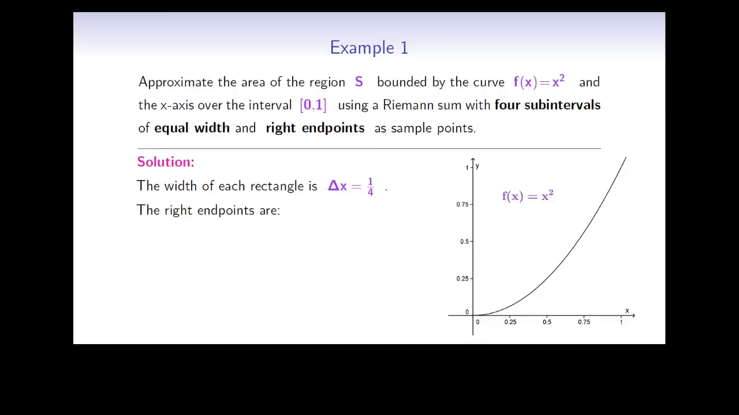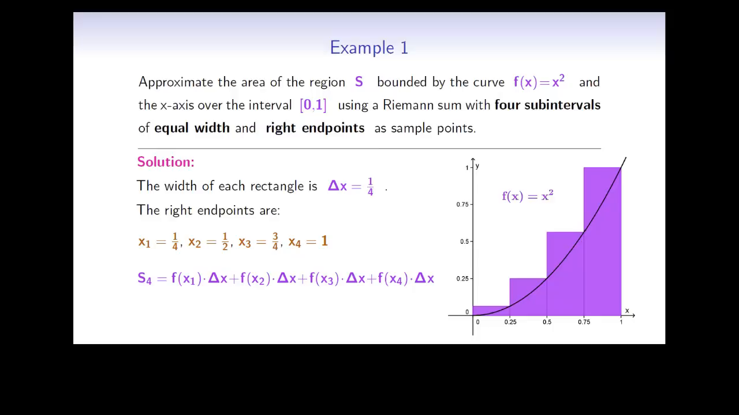The right endpoints that we get in this partition are the following: 1/4 for the first subinterval, 1/2 for the second subinterval, 3/4 for the third subinterval, and 1 for the last subinterval. The Riemann sum, denoted here by S sub 4, will be equal to f of x1 times delta x plus f of x2 times delta x plus f of x3 times delta x plus f of x4 times delta x. Each term represents the area of one rectangle out of the four.